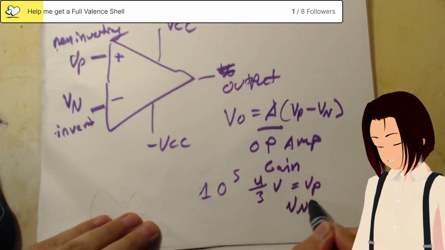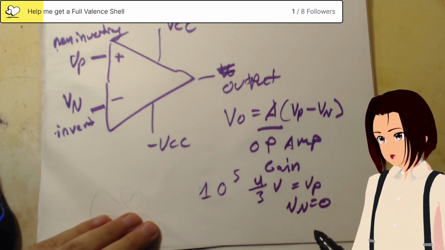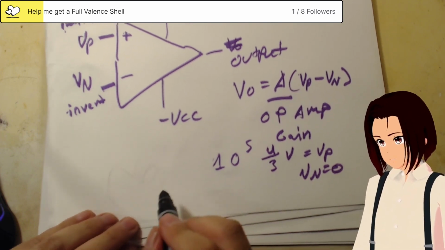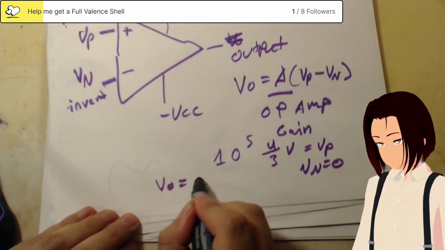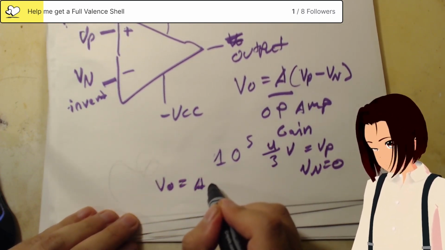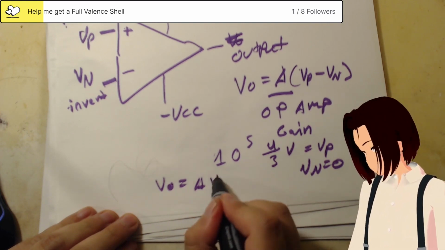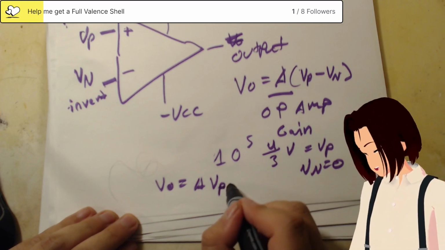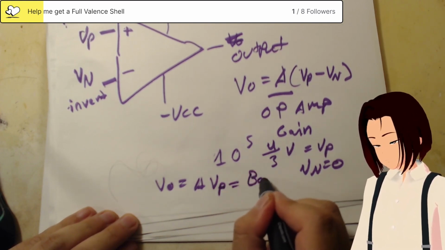VN is like 0 volts. So what would your output be? It would be... that number's too big for my abacus. I can't calculate that, basically. It goes up to 20, so this would be like a bajillion.